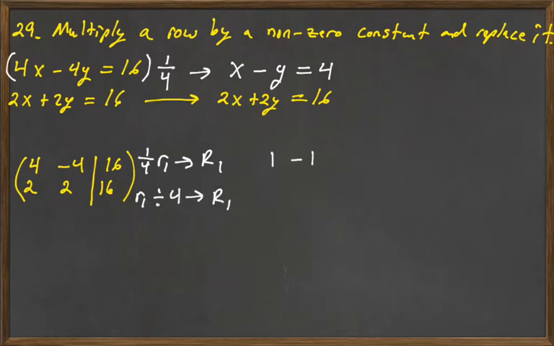So then we divide everything in the top row by 4, so it'll give us 1, negative 1, and 16. Oh, sorry, not 16. 16 divided by 4 would be 4. And then the bottom row is unaffected. Okay? So that is multiplying a row by a non-zero constant to replace it. So that's what we use to make 1s in the Gaussian elimination, or Gauss-Jordan elimination.